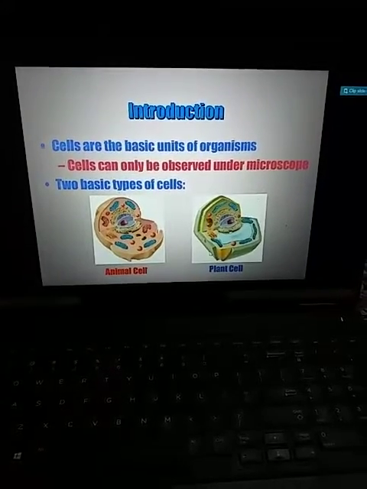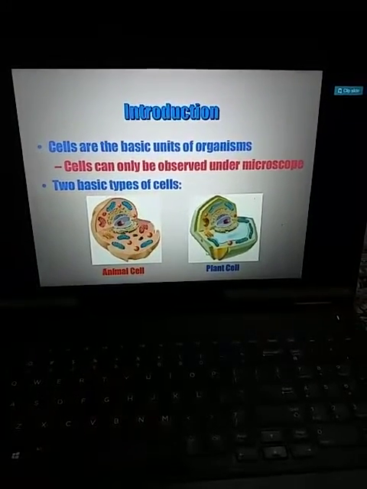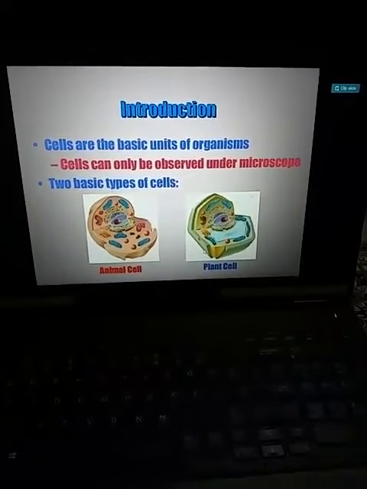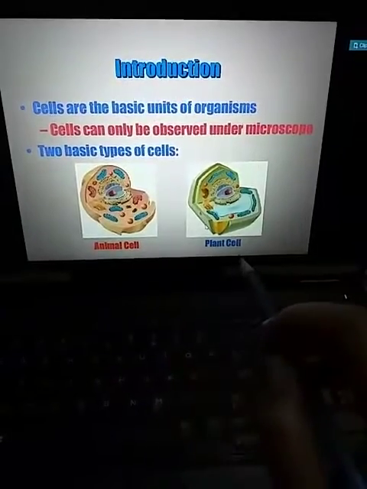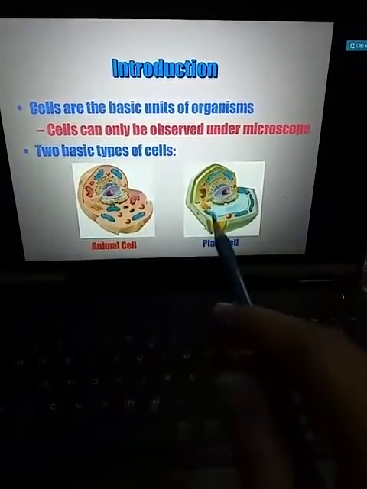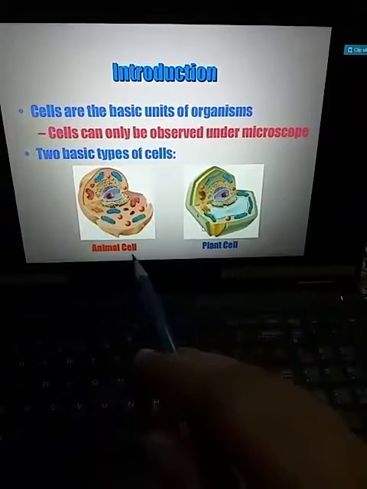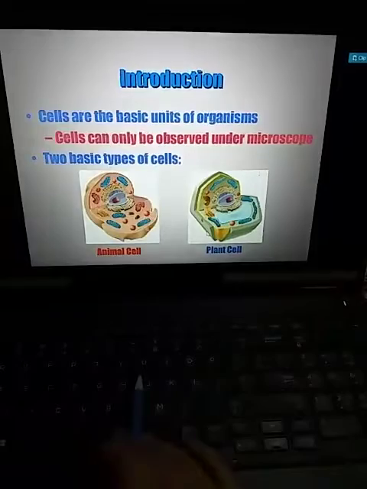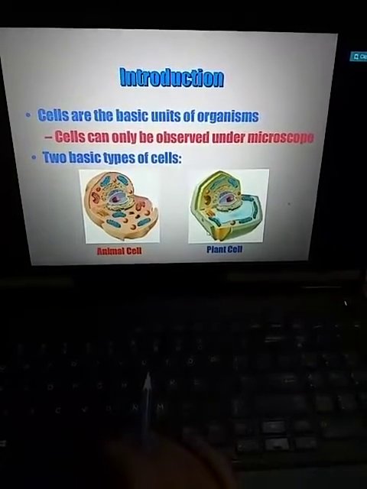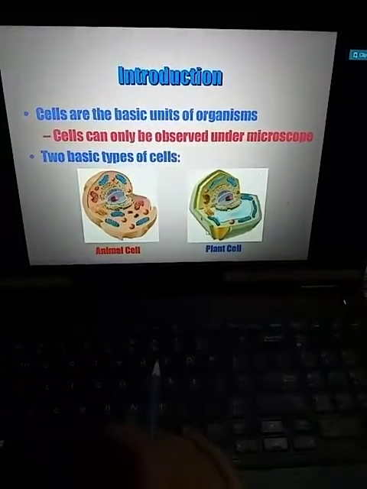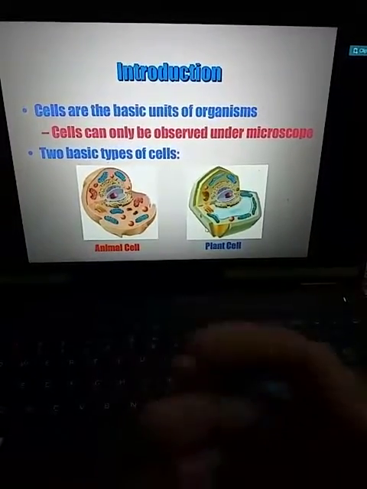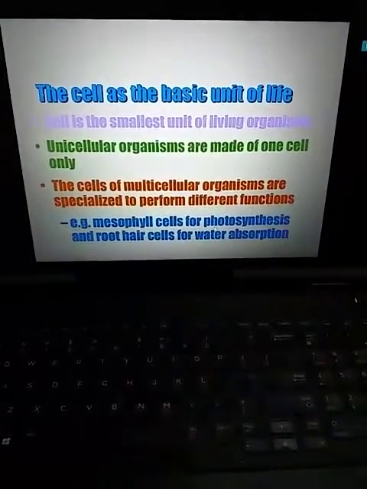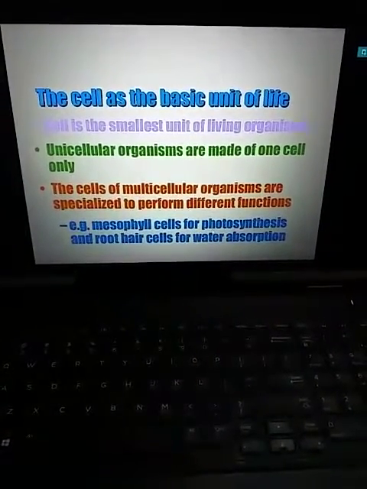You know that cells are the basic units of organisms. A cell can only be observed under the microscope, as it is very small and cannot be seen with the naked eye. The two basic types of cells are the animal cell and the plant cell. These figures show the typical structure of a generalized animal cell and a generalized plant cell. They have many similarities, so they can look the same under the microscope, but even then they have many differences between the two types of structures.